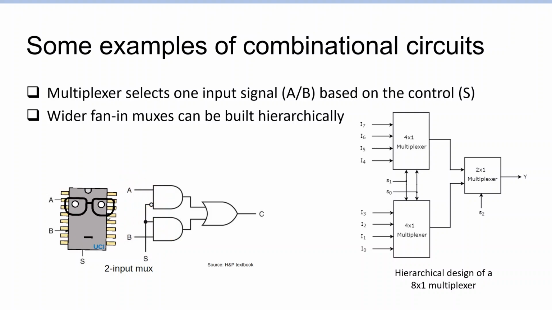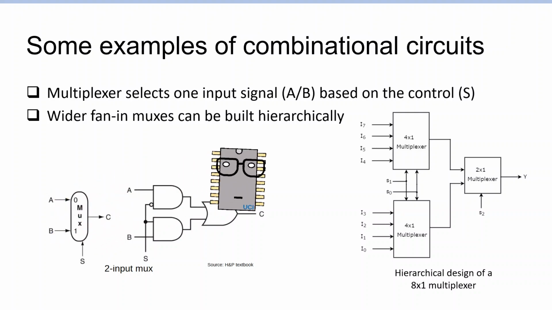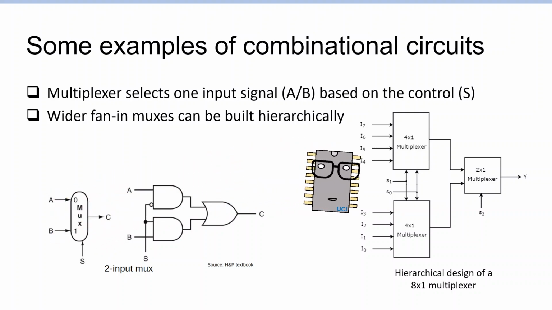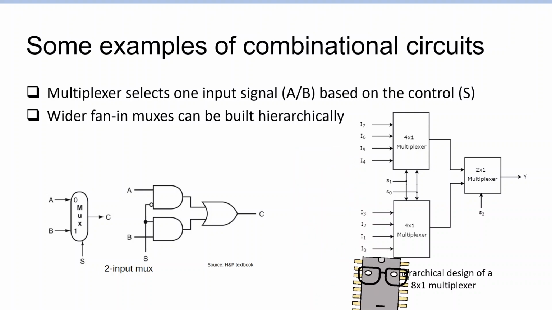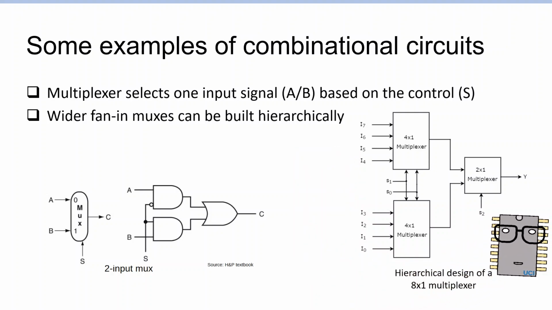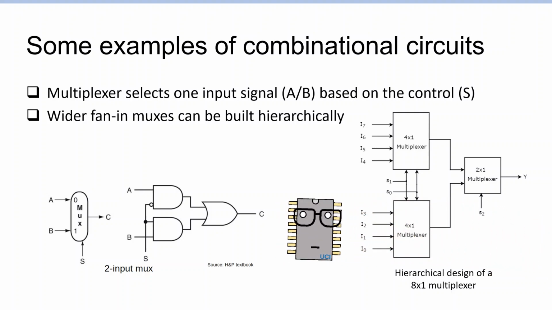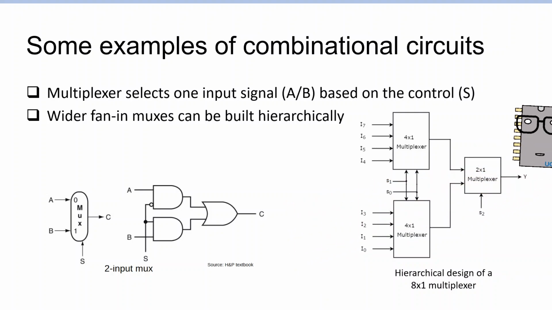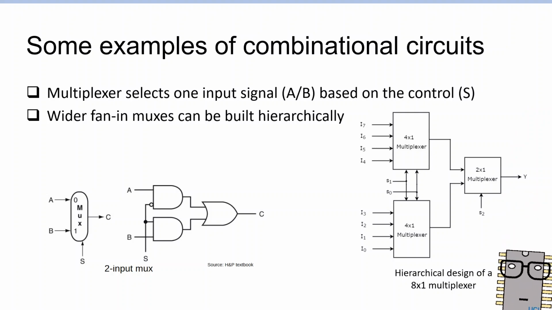And of course, we can have wider fan-in muxes, which are built hierarchically using a hierarchy of smaller fan-in muxes. In these cases, the control signal S is going to have more bits, and of course, we will have more input ports going into the mux, which will be selected into a single output. So here we see a hierarchical design of an 8-to-1 multiplexer.